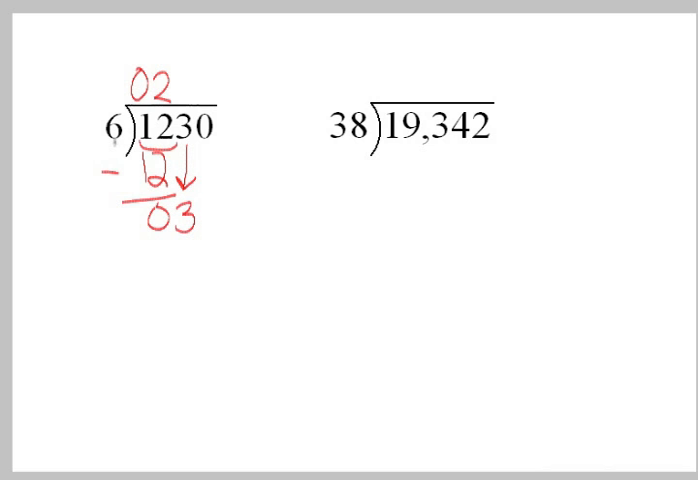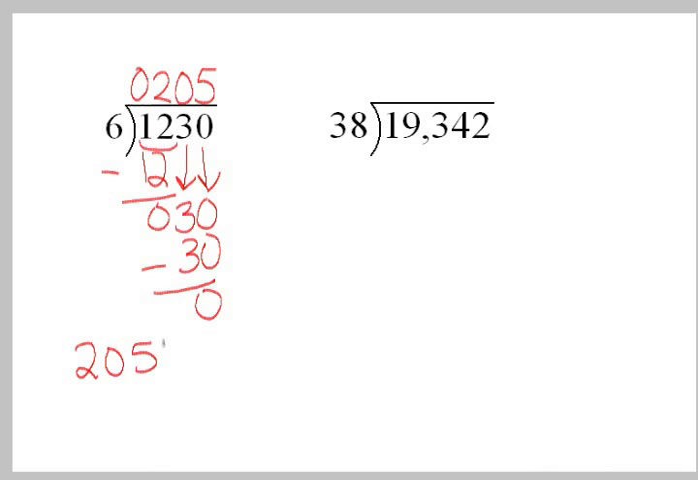And we ask how many times does 6 go into 3? 0 times. So we need to put a 0 up here in the answer. Then we bring down the last digit. How many times does 6 go into 30? 6 goes into 30 5 times. 5 times 6 is 30. Subtract and we have nothing left. So our answer is 205.